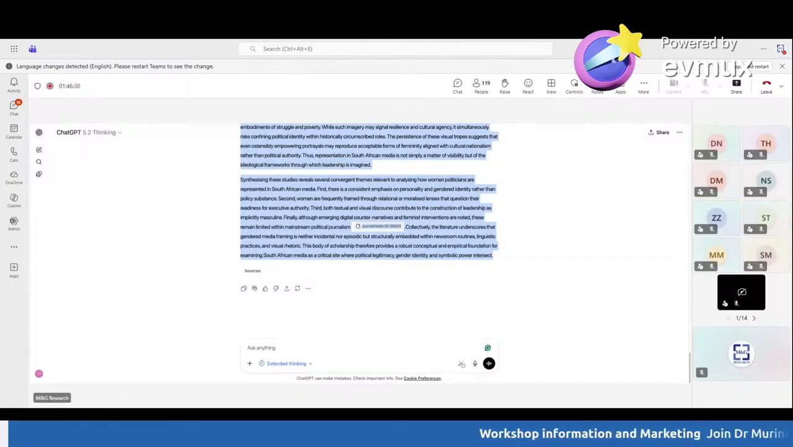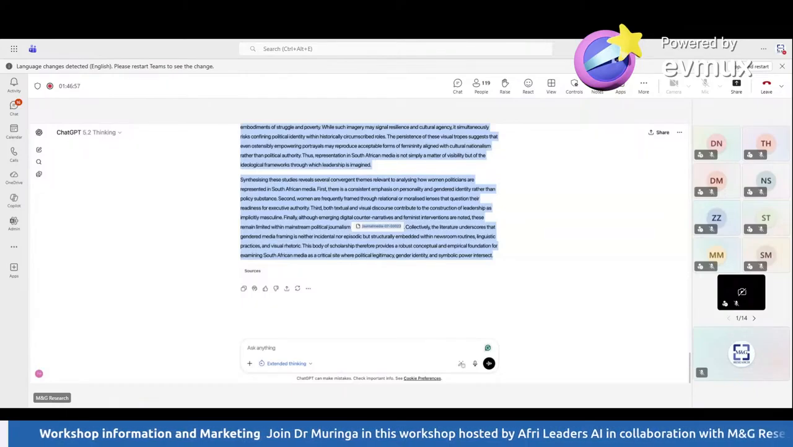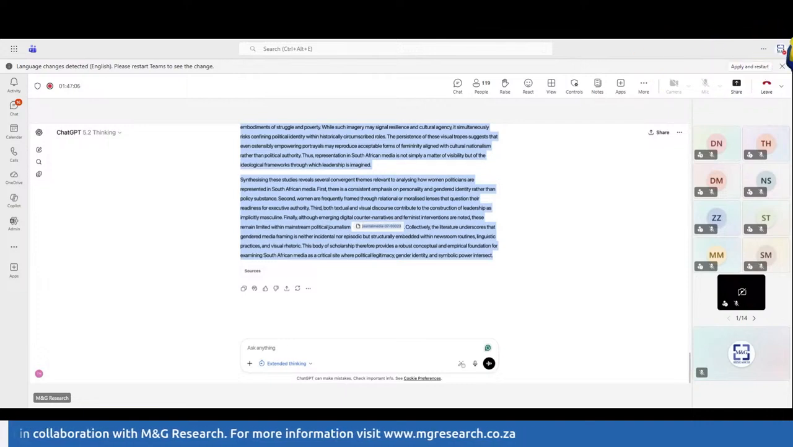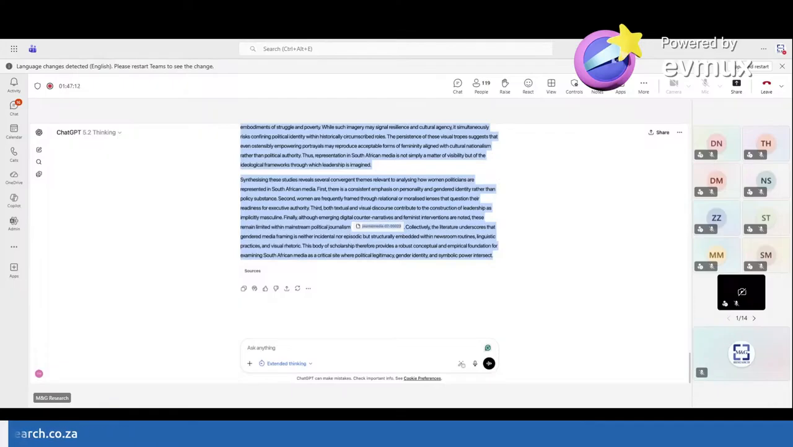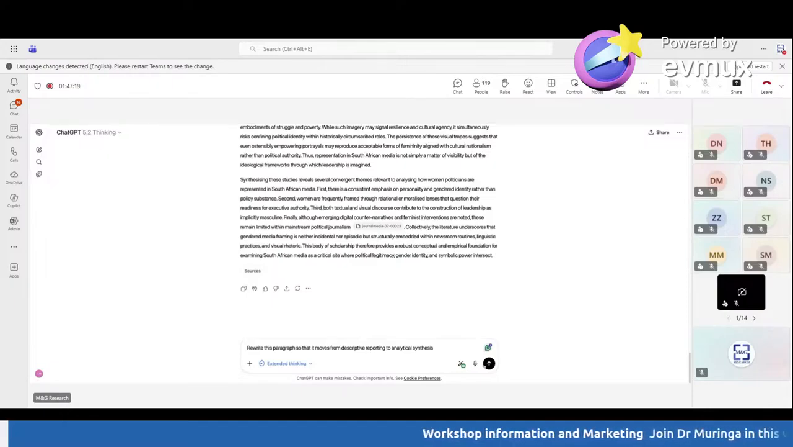So what we need to do now is rewrite these paragraphs so that they move from descriptive reporting to analytical synthesis, right? So our prompt would be, and you need to learn how to do prompts, it's very important, we're saying: rewrite this paragraph so that it moves from descriptive reporting to analytical synthesis. All right, let's see what will come out.